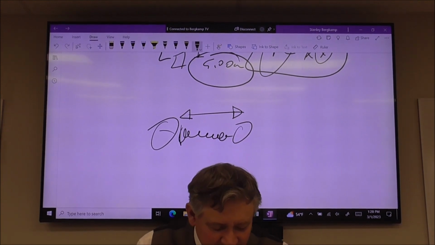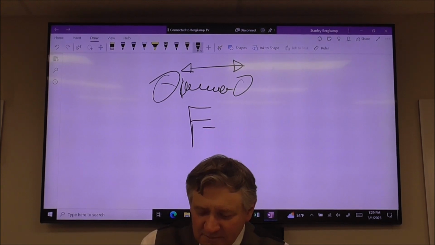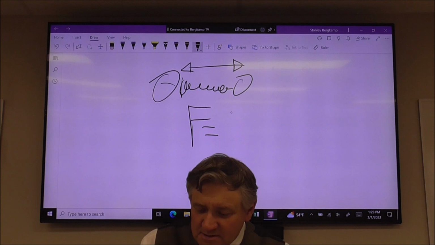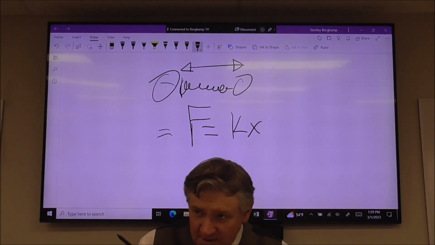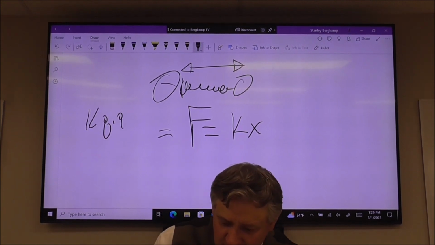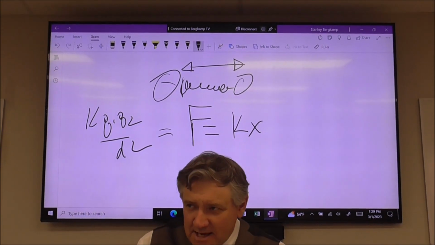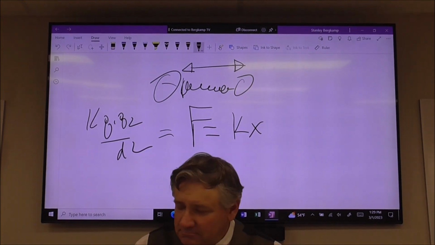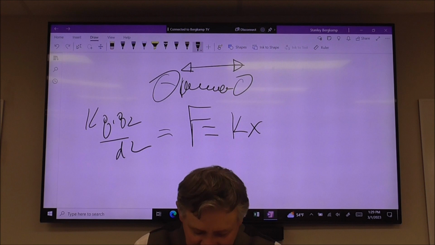Now, here's what you gotta do. You have 2 forces involved, and they're gonna equal each other. So the force to stretch the spring is gonna equal the electrostatic repulsive force, kQ1Q2 over d squared. Are the 2 k's the same, and can we just cancel them out? No, they're not the same. They are so not the same.